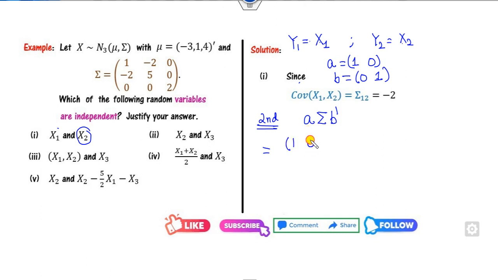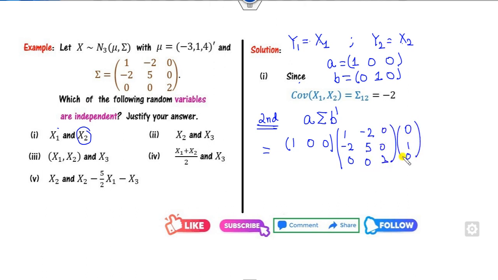A will be 1 0, sigma will be, sorry, these are three variables. So there are three random variables, x1, x2 and x3. So x3 coefficient is 0. So you can see it will be 1 0 0, and then 1 minus 2 0, minus 2 5 0, 2 0 0, and then 0 1 0. Can you multiply this matrix? So you can see the first value will be minus 2, this is 5, this is 0. If you multiply them, again you can see which is non-zero, therefore they are not independent.